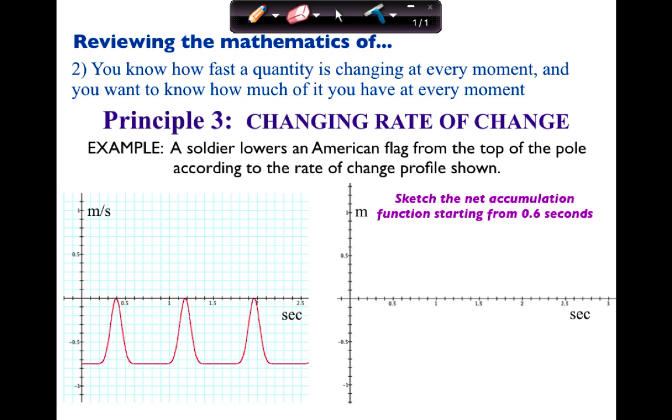I'm glad. Okay, go. So you're sketching the new net accumulation function, still starting from 0.6 seconds. How will it be different now? What will that look like? Remember our net accumulation function before, right? So now what will it be now? So this is the same. Yeah. Compare with the person next to you. So take about 30 more seconds. Compare with your new friend.